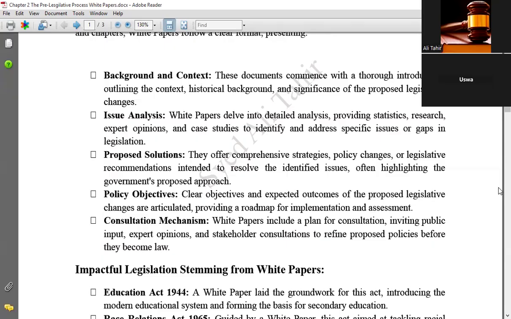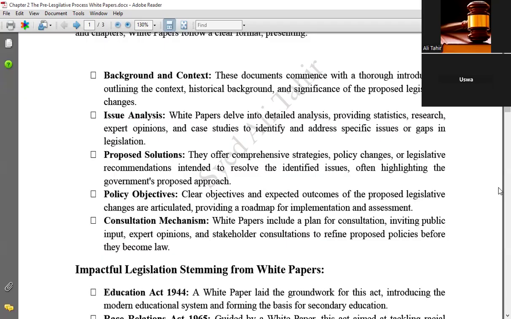Issue analysis will be present in the white paper. White papers delve into the detailed analysis, providing statistics and how it actually extracted the data and how it came to a particular conclusion. Proposed solutions. They offer comprehensive strategies, policy changes, or legislative recommendations intended to resolve the identified issues, often highlighting the government's proposed approach. Policy objectives. Clear objectives and expected outcomes of the proposed legislative changes are also articulated in the white paper, unlike the green papers.